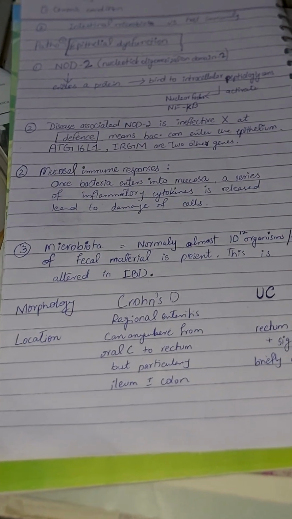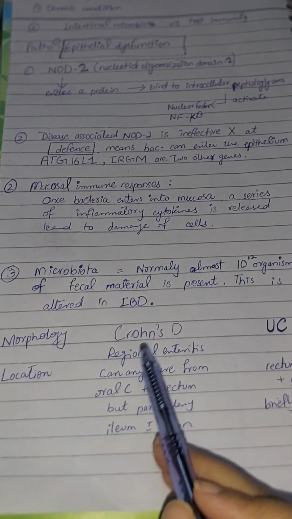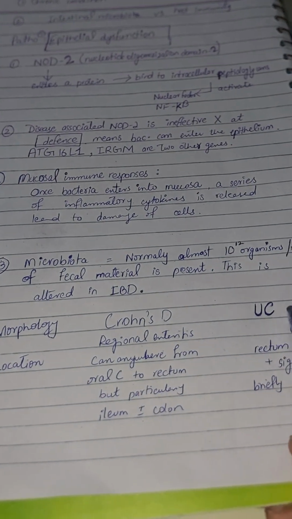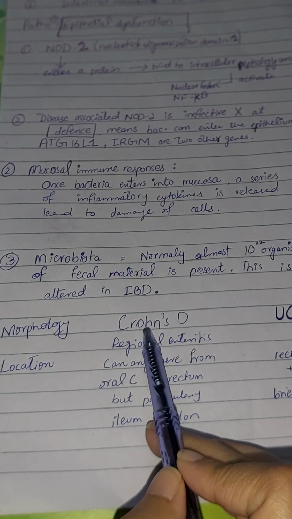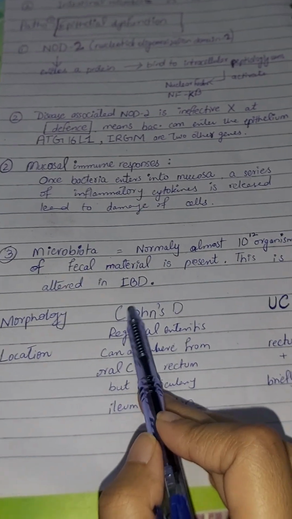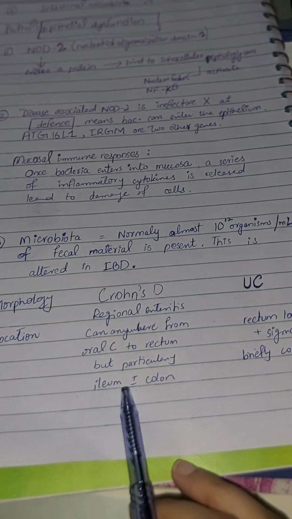Now let's discuss the difference between the two types. IBD is categorized into Crohn's disease and ulcerative colitis. Crohn's disease was named after the scientist whose name was Crohn, and ulcerative colitis means ulceration in the colon.